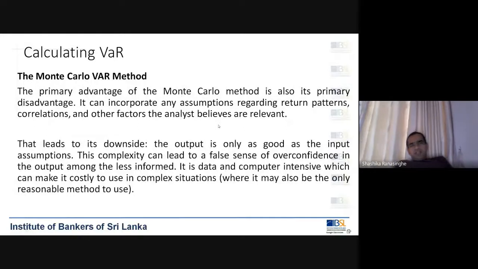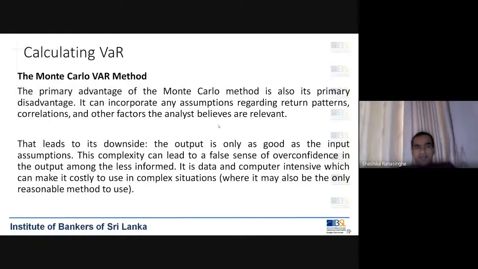The primary advantage of Monte Carlo is also its primary disadvantage because it incorporates many assumptions regarding return patterns, correlations, and other factors the analyst believes are relevant, right? So it may assume some random relationships between correlations. That leads to its downside. The output is only as good as input, right? Which means garbage in, garbage out. This complexity can lead to a false sense of overconfidence in the output amongst the less informed.